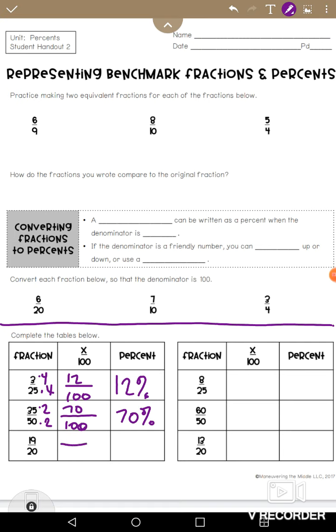19/20ths. Put it over 100. What times 20 gives me 100? 20 times 5. What I do to the bottom, I do to the top. 19 times 5. 9 times 5 is 45. Carry the 4. 5 times 1 is 5 plus 4 is 9. 95 over 100 is equivalent to 95%.